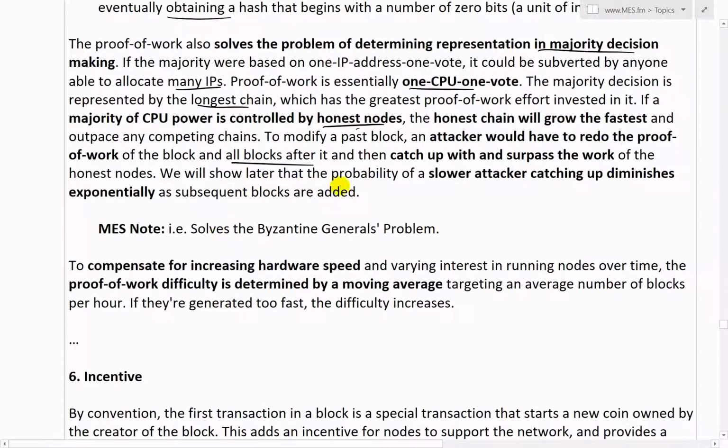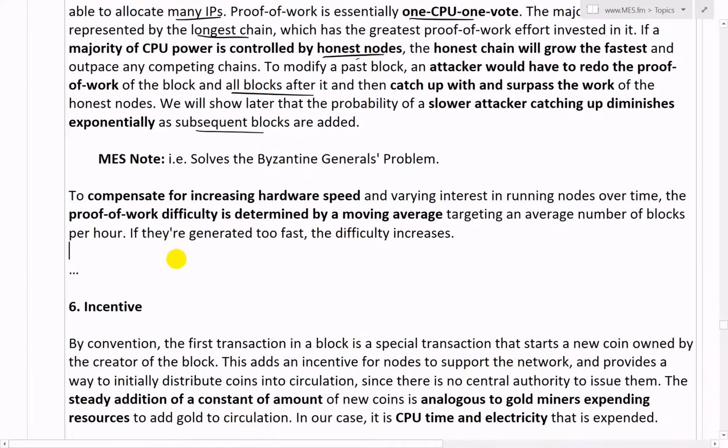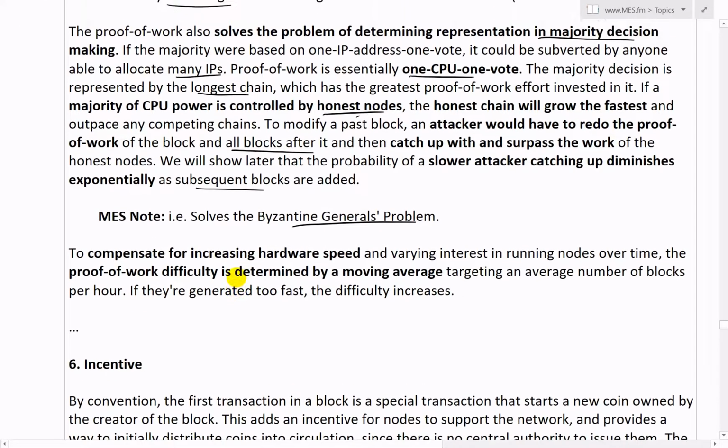But we will show later that the probability of a slower attacker catching up diminishes exponentially as subsequent blocks are added. This solves the Byzantine Generals Problem, and that's this part over here, it solves the problem of determining representation in majority decision making.